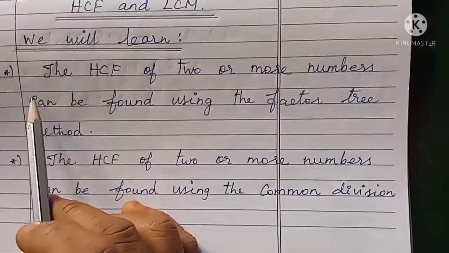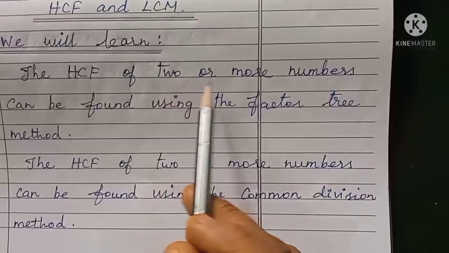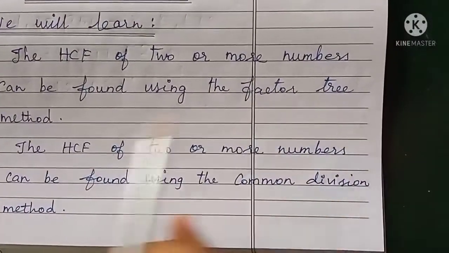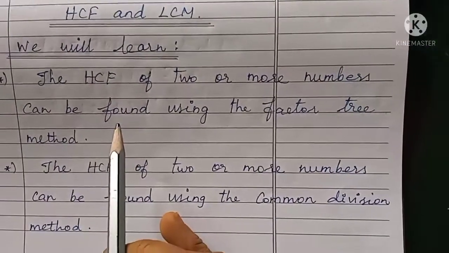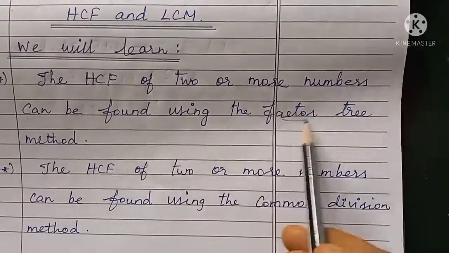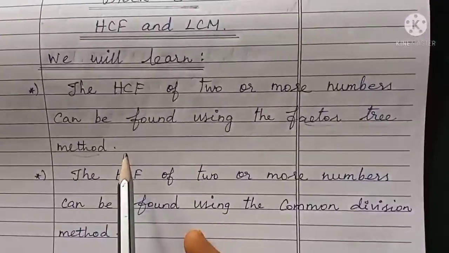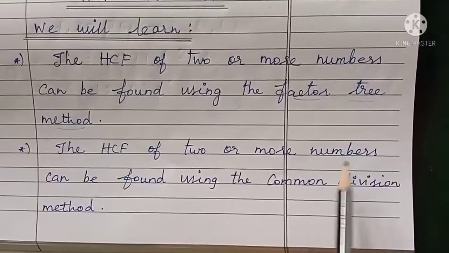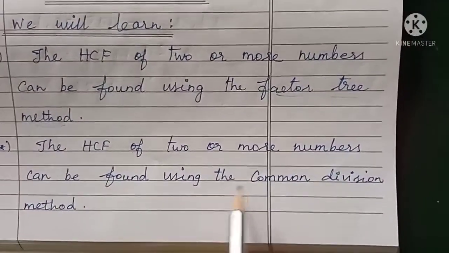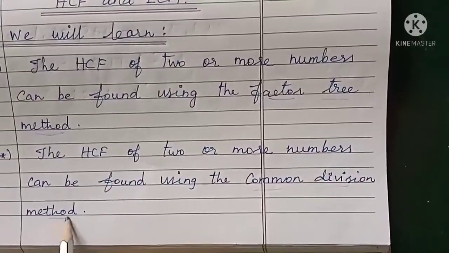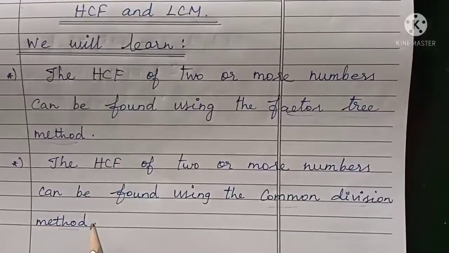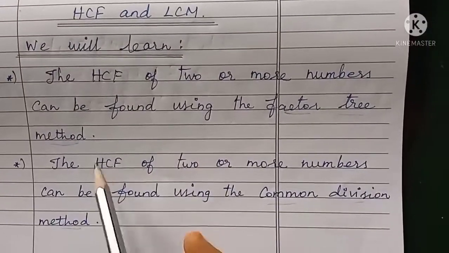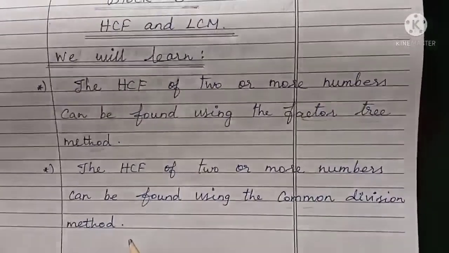Point number 1. The HCF of two or more numbers can be found using the factor tree method. This is model number 1. Point number 2. The HCF of two or more numbers can be found using the common division method. This is model number 2. So dear children, we can find the value of HCF by using the factor tree method and the common division method.